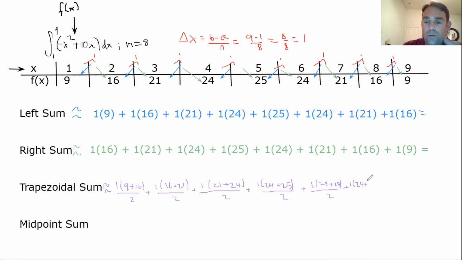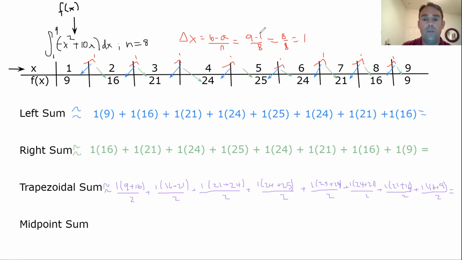I can hear you. You should have just done the left sum plus the right sum. Yeah, I probably should have. 1 times 21 plus 16. Oh, I might actually make it. Got it written sloppy, but it looks like I will barely make it. 16 plus 9 divided by 2. 1, 2, 3, 4, 5, 6, 7, 8. There we go.